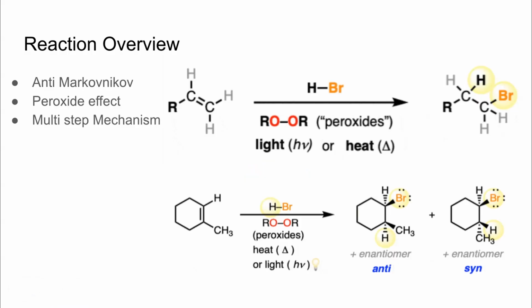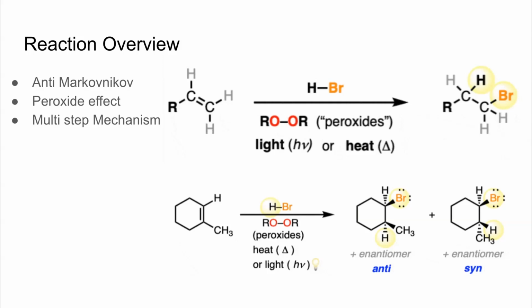So a little bit more about the reaction. This was discovered because there were inconsistencies in organic reactions, and they found out that in the presence of peroxides and heat or light, the addition pattern changes. So normally when alkenes react with, in this case, HBr, they give the Markovnikov regiochemistry. So the bromine, in this case, would add to the most substituted carbon in the alkene.